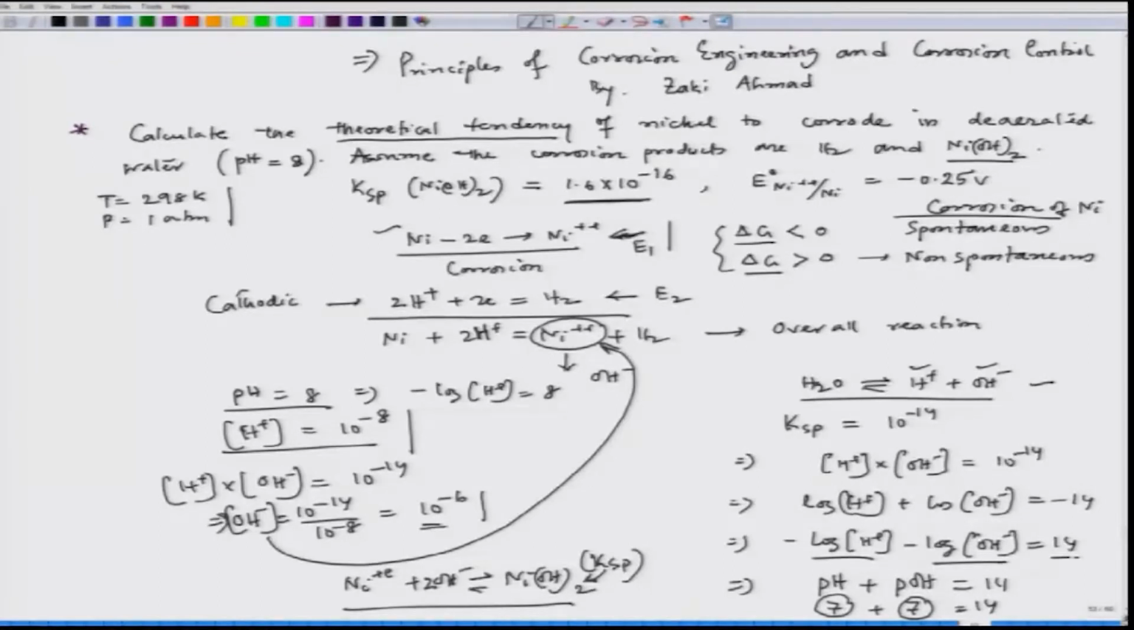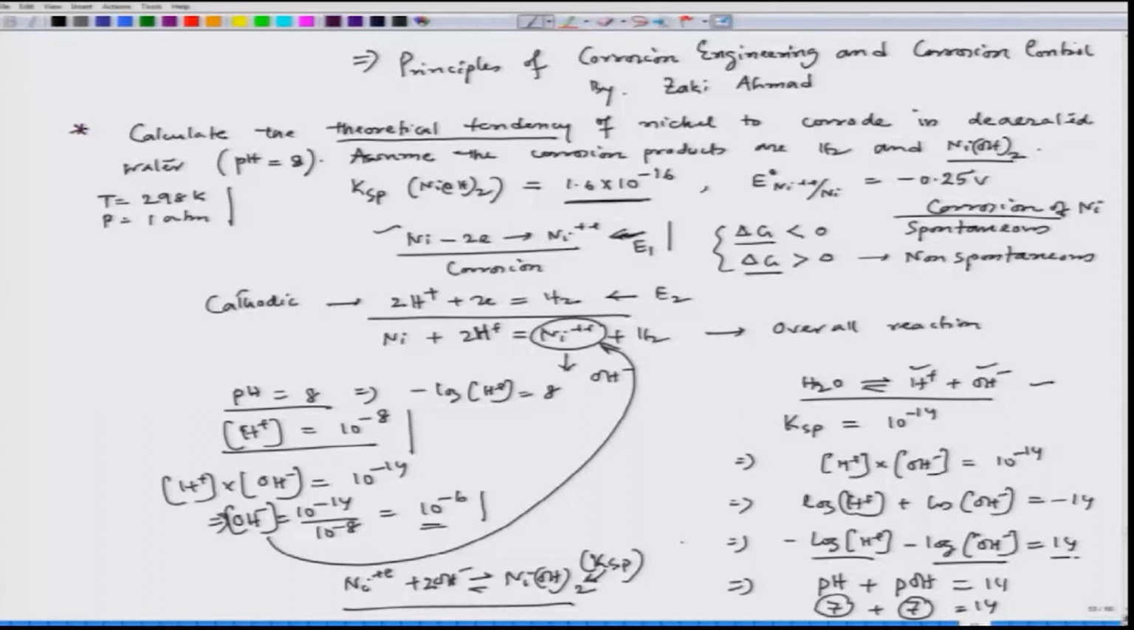We need to calculate the theoretical tendency of nickel to corrode in deaerated water at pH 8, assuming that the corrosion products are H2 and Ni(OH)2, and we have the data: temperature and pressure 298 Kelvin and 1 atmosphere, solubility product of nickel hydroxide is 1.6 × 10⁻¹⁶, and standard reduction potential of nickel is −0.25 volt. And we did these calculations, you can just go back and see these calculations.